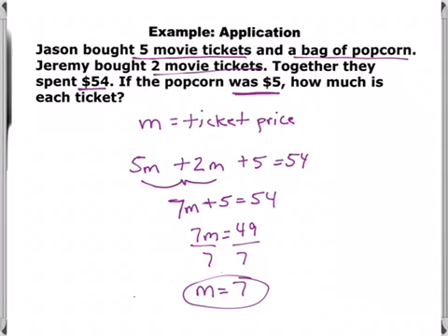When we combine like terms of 5M and 2M, we get 7M, and so our equation becomes 7M plus 5 equals 54. Our next step would be to subtract the 5 from both sides, and you get 7M equals 49. We'll then divide by 7, and you get the movie tickets cost approximately $7 per ticket.